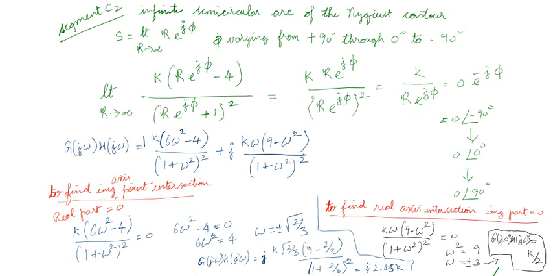So since r is infinite, look at the limit here: r is infinite, 1 by infinite is 0. So k by infinite is 0. So e power j phi goes to the numerator, so it becomes e power minus j phi.